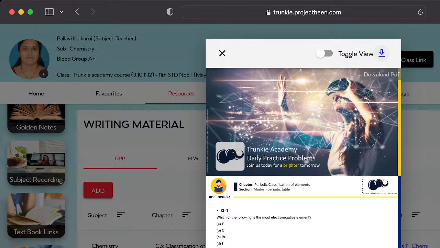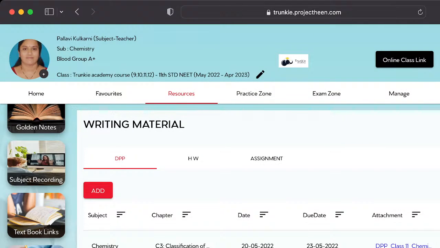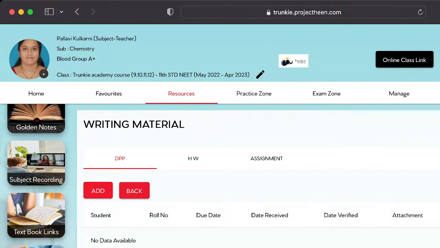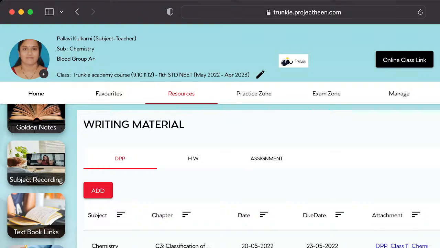You can download it here, you can solve it, you can take a picture of it, and you can just upload it on your portal. So that will be visible to me here in the actions. After reviewing your answers, I will evaluate them and let you know about suggestions wherever required or corrections, and then you can work on those. Okay, so that was about DPP, daily practice problems.